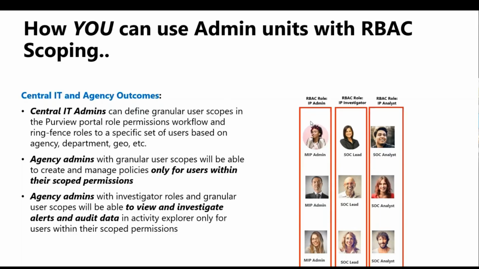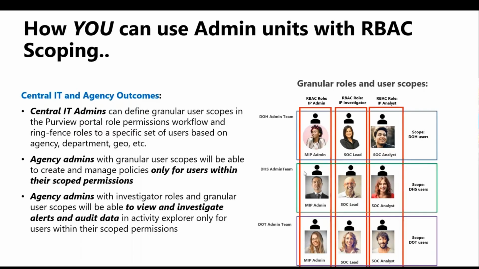And think of these as, each of these is an agency admin with the admin control. They also have SOC team members who have lesser permissions. Now, when you introduce admin units with RBAC scoping, this allows the Department of Health, their team with these different levels of controls, to manage their users and data loss prevention policies and other Purview solutions that I'll show you on a subsequent slide. Same thing with other departments, other agencies that are in that shared tenant.